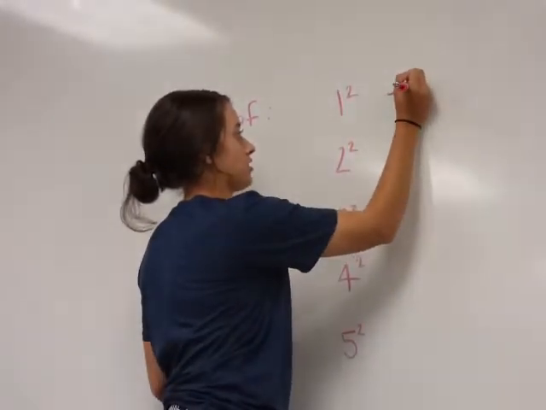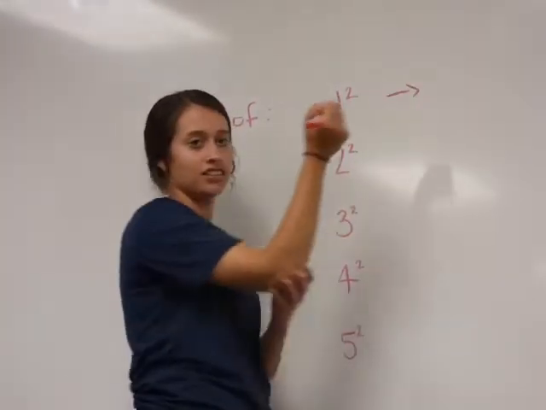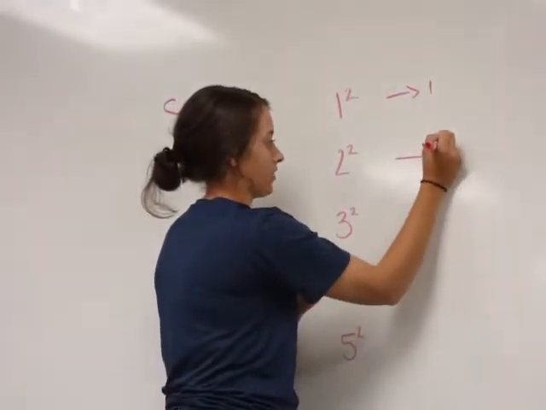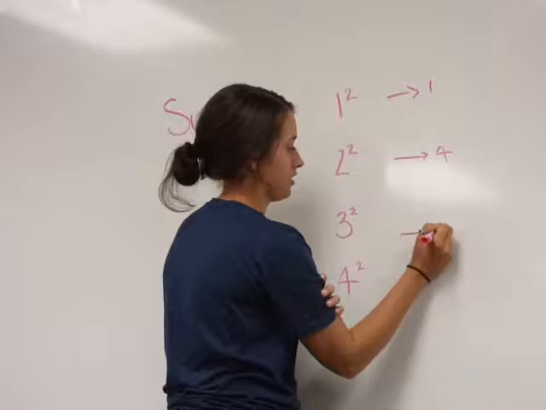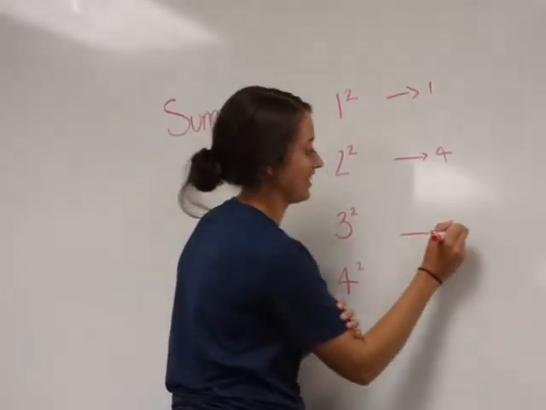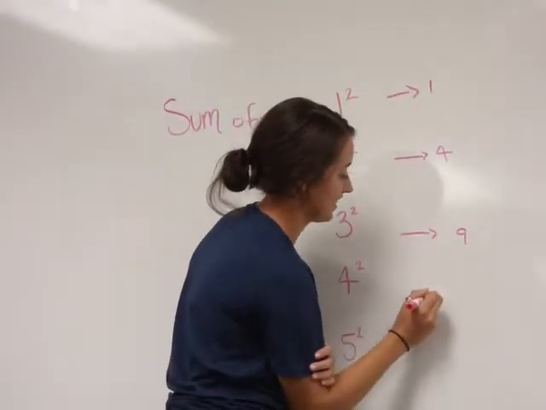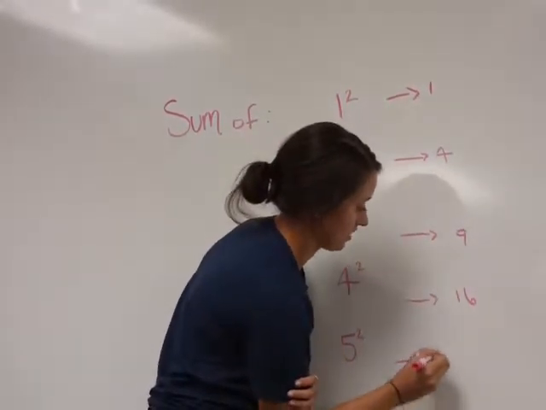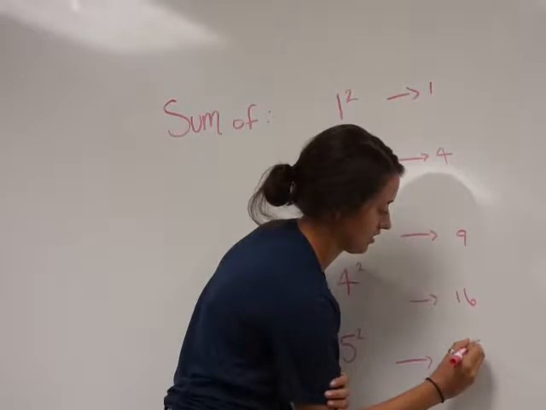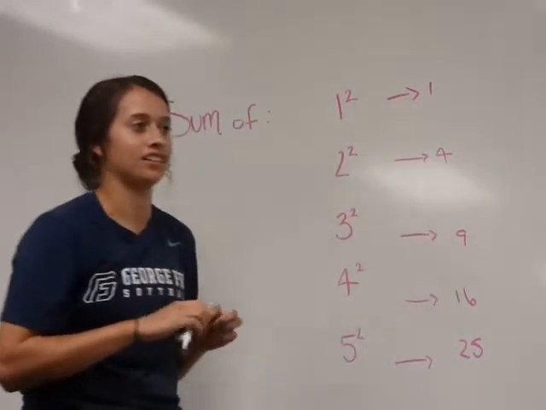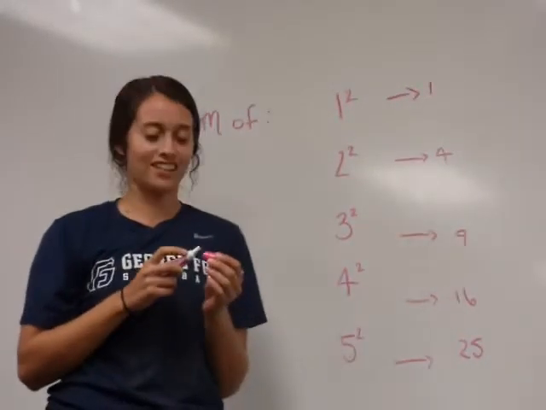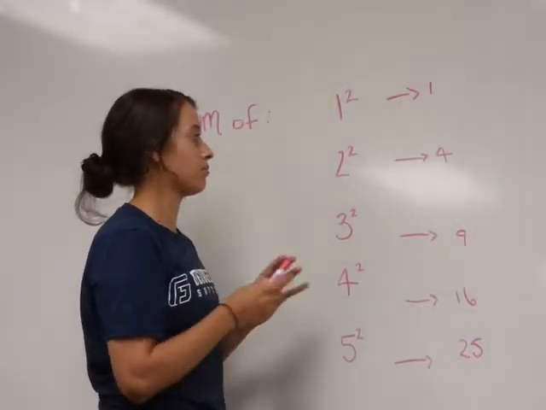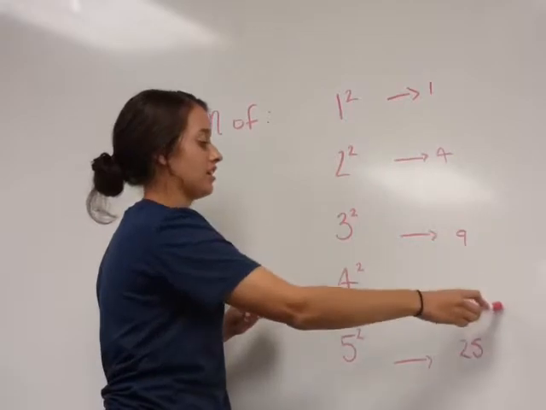Okay, so 1 squared is 1, 2 squared is 4, 3 squared is 9. It goes up every time. 4 squared is 16, and then 5 squared is 25. Liz was on a good track. So Liz says that she saw a pattern between the increasing numbers.